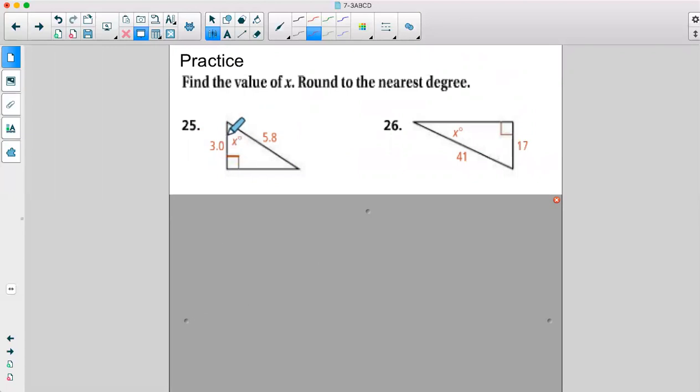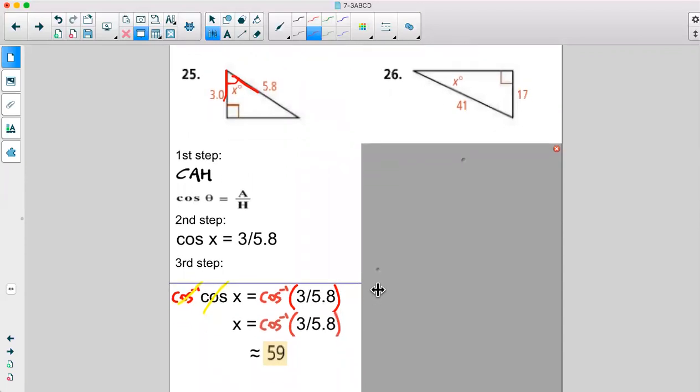For this problem, what trig function involves an angle, adjacent, and hypotenuse? That would be cosine. And so you would set up your equation. Cosine x equals 3 divided by 5.8. Take the inverse cosine of both sides. Inverse cosine undoes cosine, x pops out. Make sure you do inverse cosine to both sides, and you should get 59 degrees.